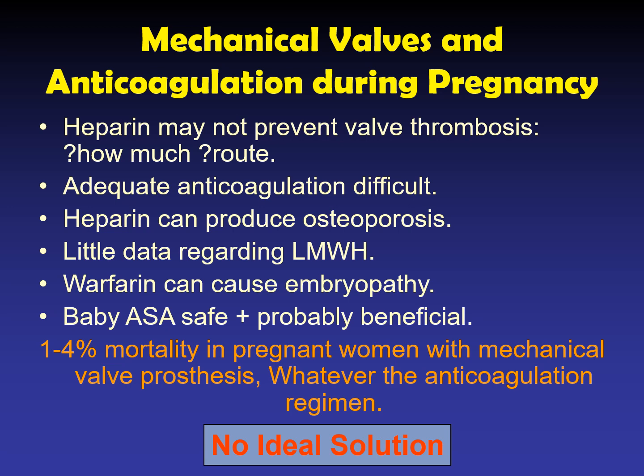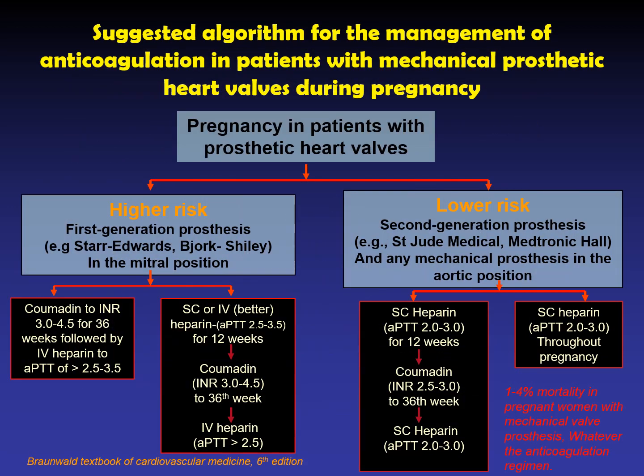So for mechanical valves and anticoagulation during pregnancy, heparin may not prevent valve thrombosis. Adequate anticoagulation may be difficult. Heparin may produce osteoporosis. There is little data regarding low molecular weight heparin. Warfarin can cause embryopathy. And aspirin is safe and probably beneficial. So this would be the anticoagulation algorithm for patients with mechanical prosthetic heart valves. Higher risk would be a first generation prosthesis; you use Coumadin. Lower risk, you use heparin and Coumadin with the regimen as follows.